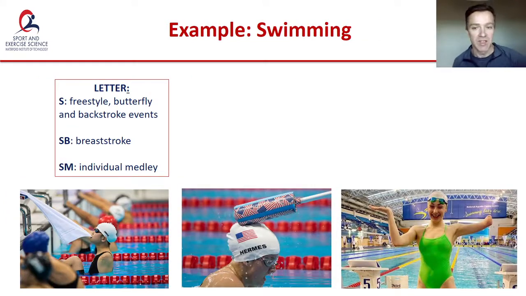So in swimming, we have a letter-number combination. S as the prefix refers to an athlete who competes in the freestyle, the butterfly and the backstroke events. SB is specific to the breaststroke because the breaststroke requires a different functional ability than the other three strokes: freestyle, butterfly and backstroke. Breaststroke requires very different movement patterns, so athletes may have to be classified separately for the breaststroke. And then SM is for an athlete who competes in the individual medley, which is the combination event where there are multiple strokes in one race.